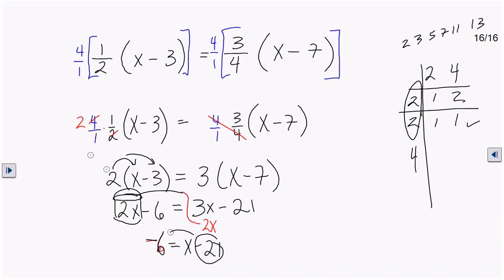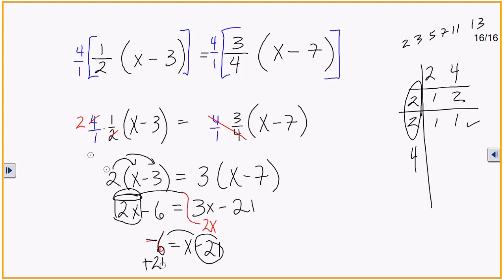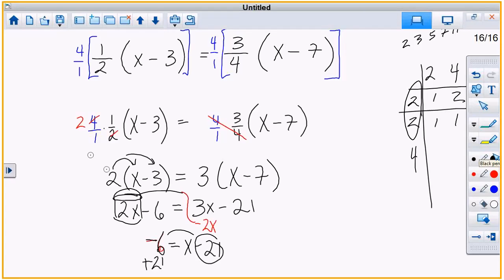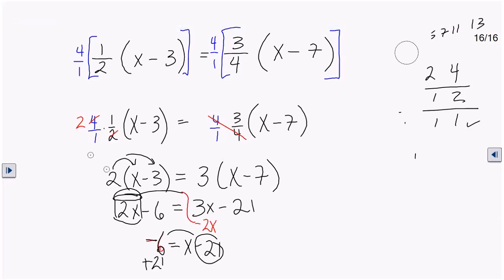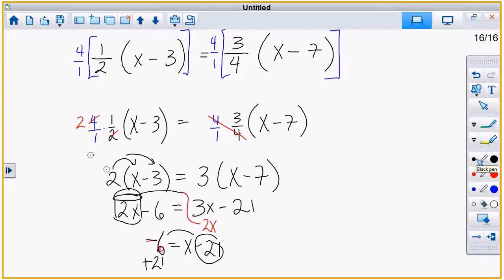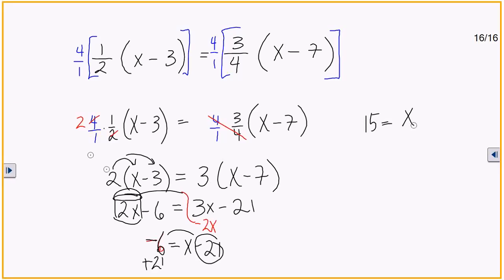Take the 21 across the river. You owe $6 and you have $21. So you pay off your debt, you have $15 left. So 15 is equal to x. And that's how you clear the fraction. So let's do another one. Pause the video in case you got behind there, and you can finish writing everything out.